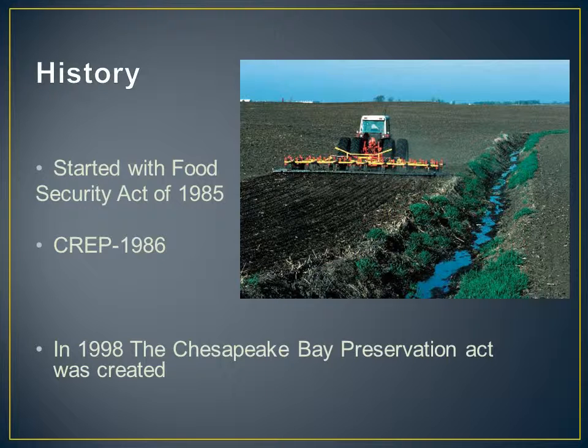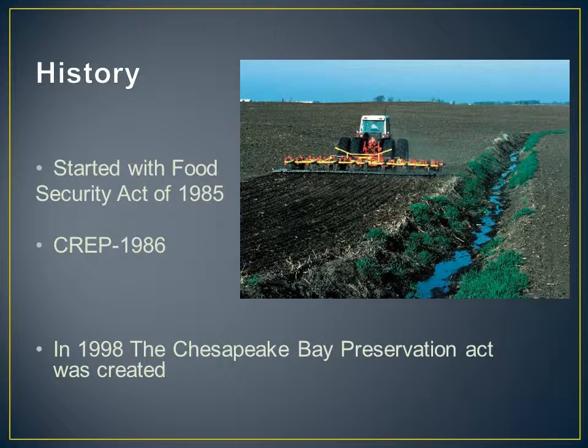The initiative to restore stream quality began in 1985. This started with the Food Security Act of 1985, where it stated that farm area wetlands should be converted into non-wetland areas. This would be done in effort to reduce nutrient runoff and prevent further soil erosion.